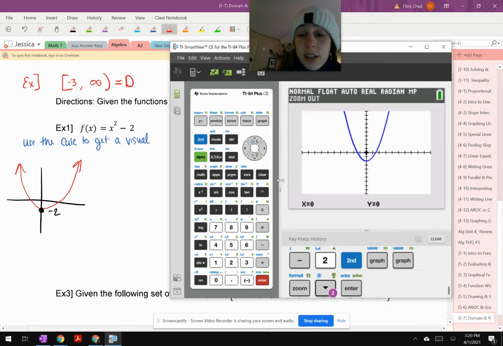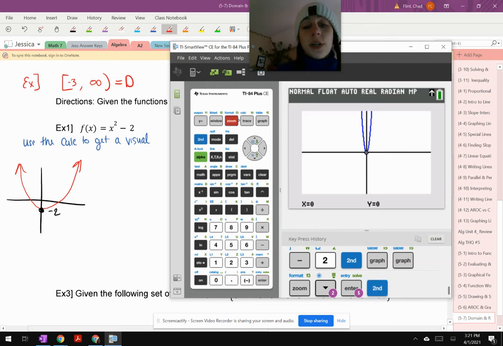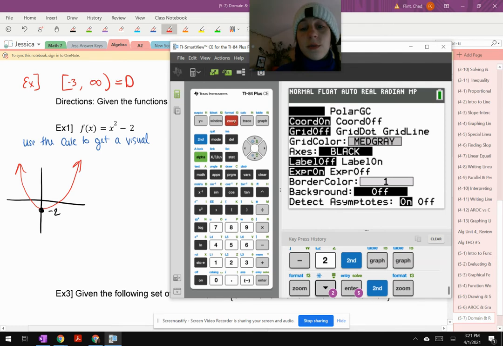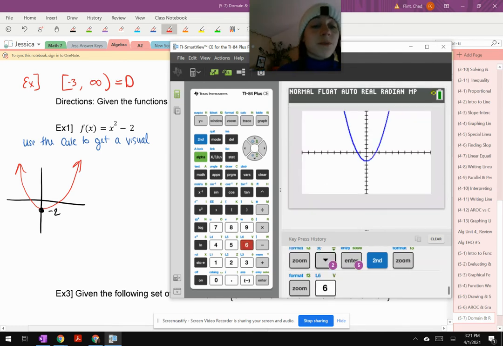If you're not convinced that it keeps going, you can just play with the zoom a little bit and see what happens as you keep zooming. Oh, there it goes. See? And you can keep zooming and zooming, and you're seeing it's just getting further and further out. So again, just a little zoom lesson. You can go back to zoom 6 to get to zoom standard.